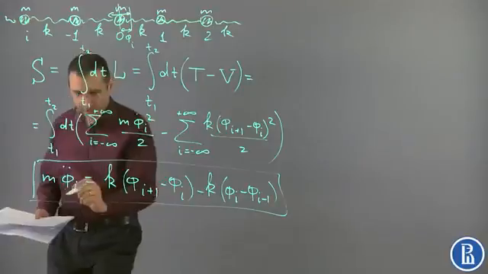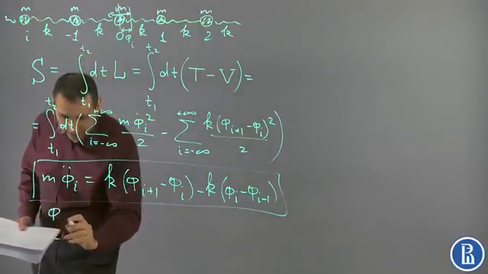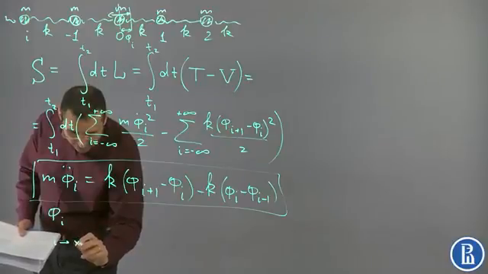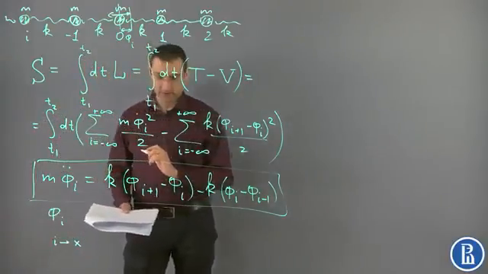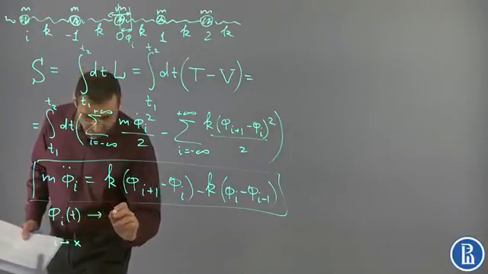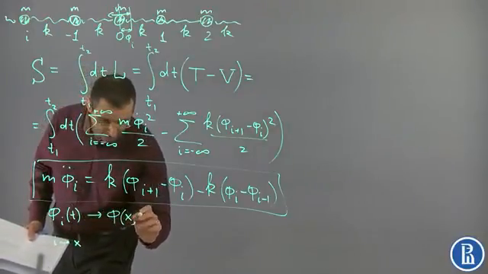What does it mean mathematically? Mathematically, it means that this index i becomes continuous. So it becomes some continuous coordinate x. What does it mean? It means that phi_i of t becomes some field phi(x, t).